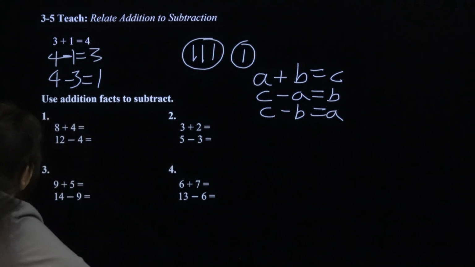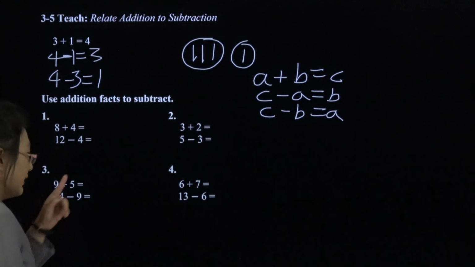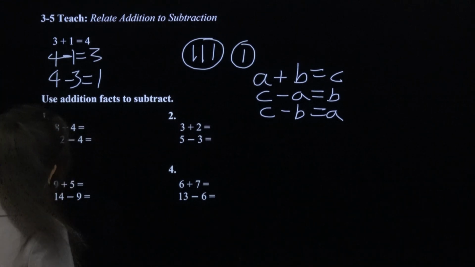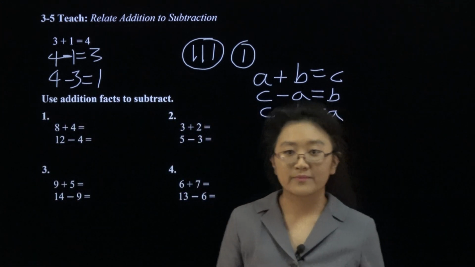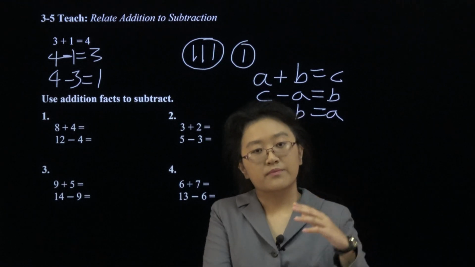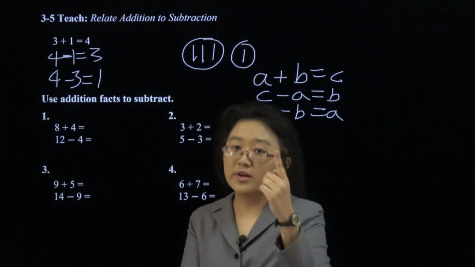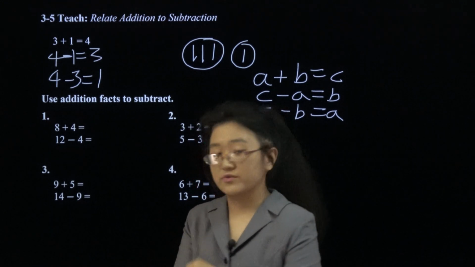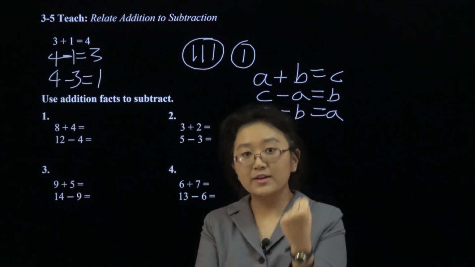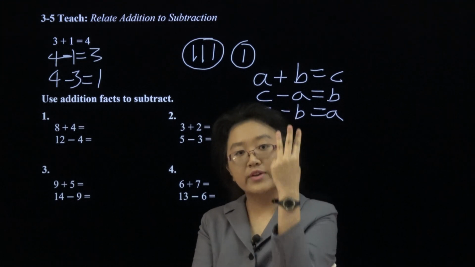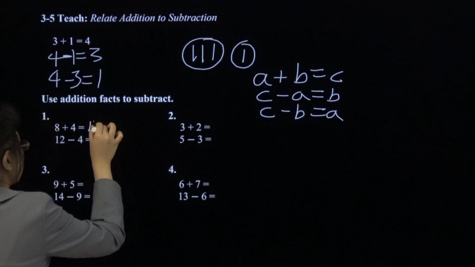So, let's use some addition facts to subtract. Now, 4 plus 8. Or 8 plus 4, but commutative property of addition, order doesn't matter. So you have 8, and then when you add 4, for those that remember your addition facts, congratulations, good job. But for those that don't, 8, 9, 10, 11, 12. 8 plus 4 equals 12.